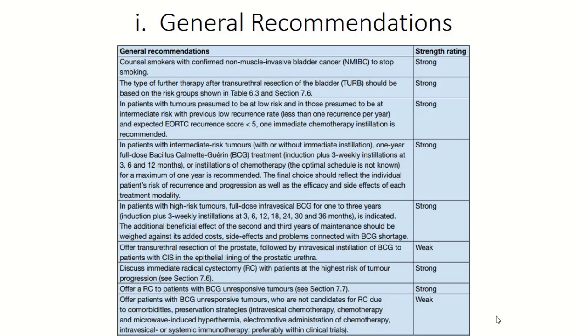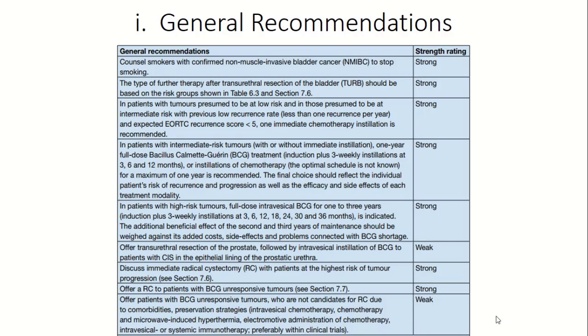In patients with tumor presumed to be low risk, and in those presumed to be intermediate risk with previous low recurrence rate, less than 1 recurrence per year, or expected EORTC recurrence score less than 5, one immediate post-TURB instillation of chemotherapy is recommended.